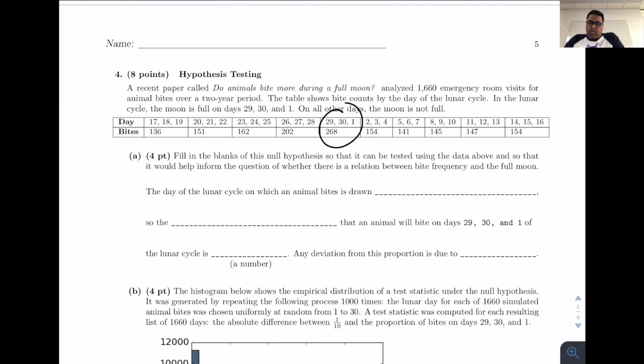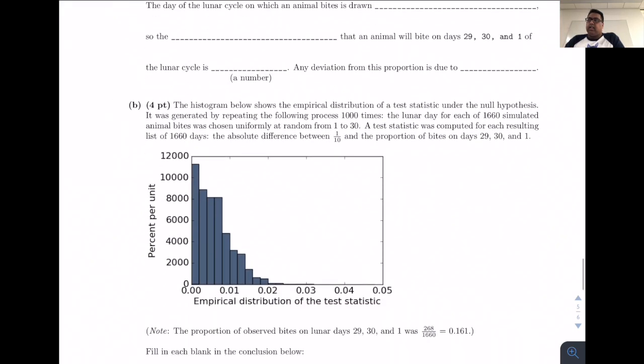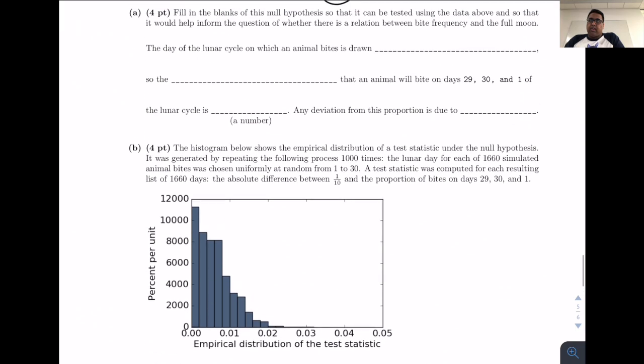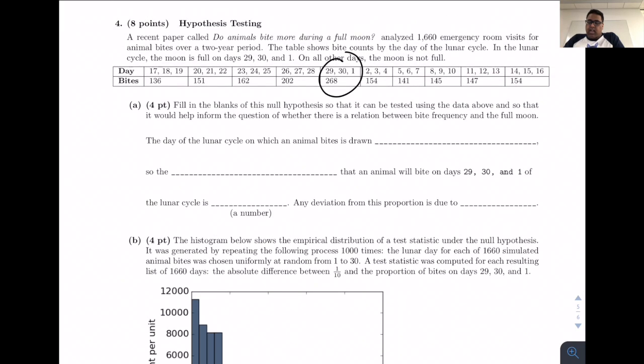But so this question is asking us to find, okay, what's a null hypothesis for this question? If we want to test whether or not there is something weird occurring with days 29, 30, and 1, we'll go into that further in the latter part of the question. But what's a null hypothesis? Well, again, a null hypothesis is something we currently believe to be true, right? We haven't yet proven that there's something special with the end of the lunar cycle with regards to animal bites.